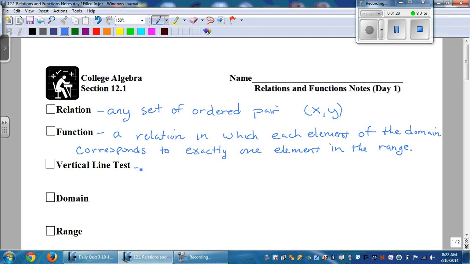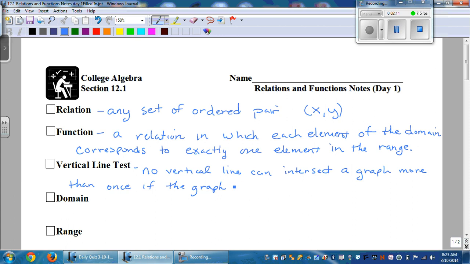We're going to use a vertical line test, which is the next thing we're talking about. And the vertical line test is to help us tell if something is going to be a one-to-one function. So no vertical line can intersect a graph more than once, only one time, if the graph represents a function. If I'm going too quickly, then you just need to pause this video and write them down.